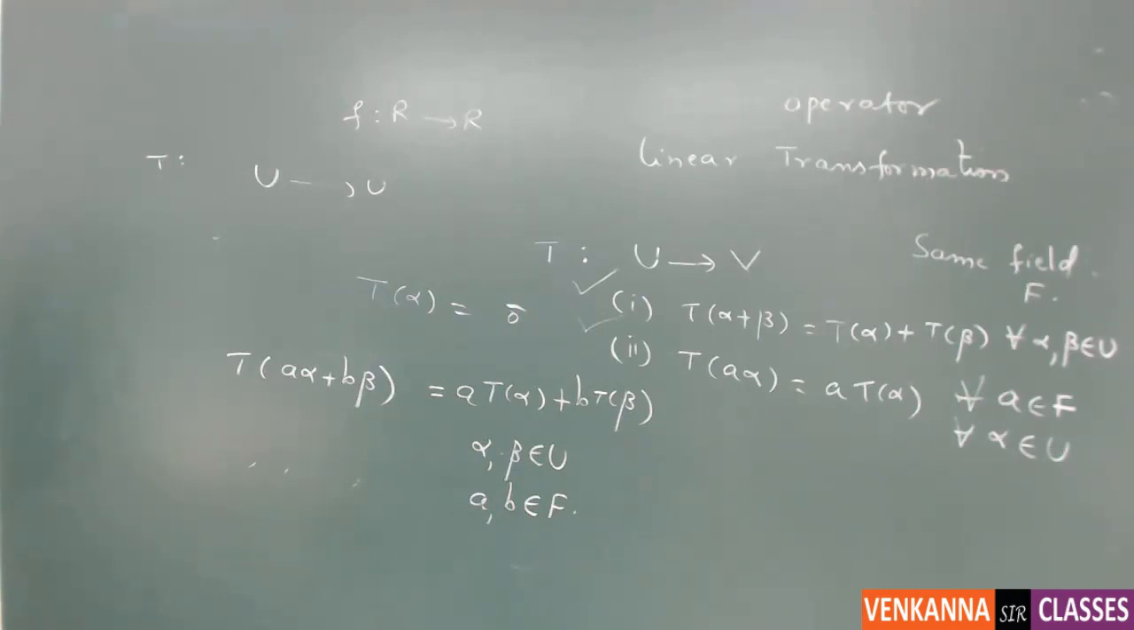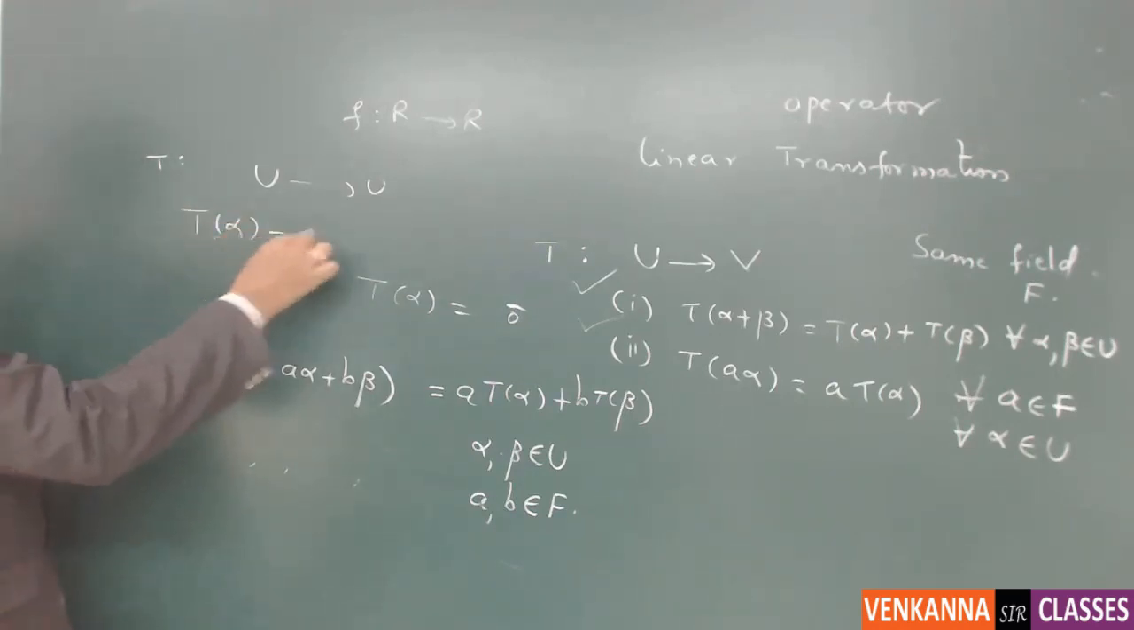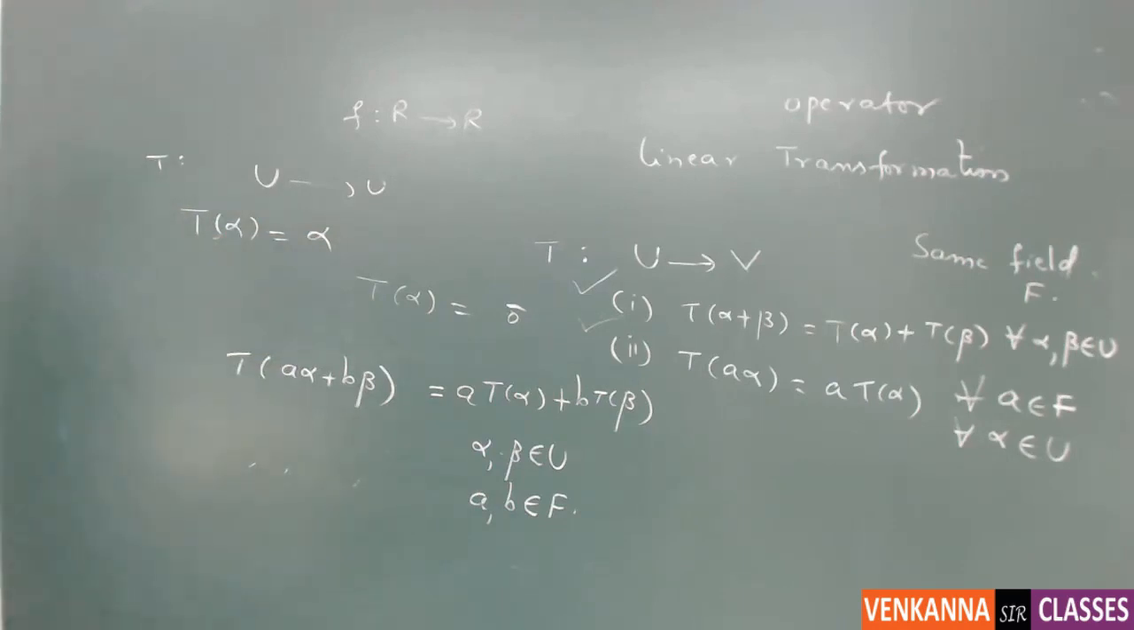So if you consider an identity function, suppose T of alpha is defined as alpha itself, T of x equal to x, such a function we call an identity operator, where domain and codomain are the same. Right? So are you clear with this definition? Then I am going to take some more definitions.